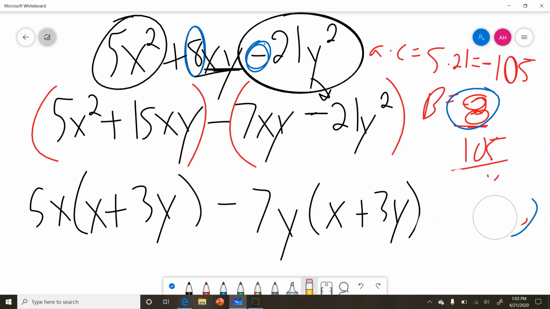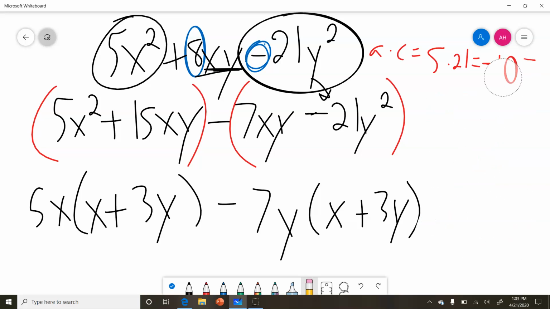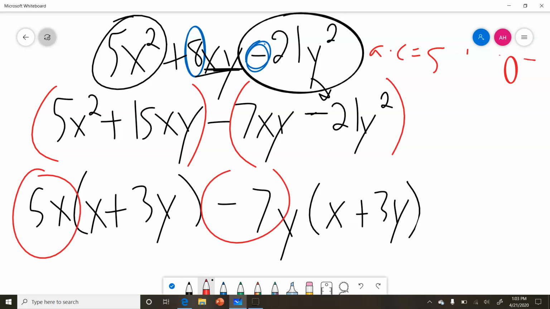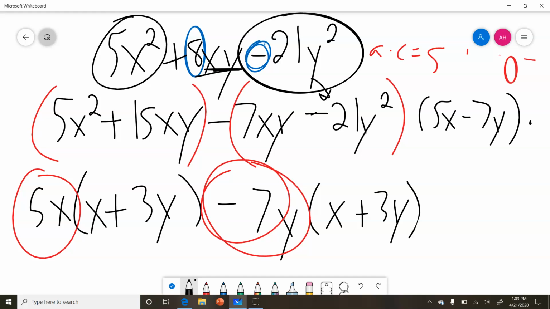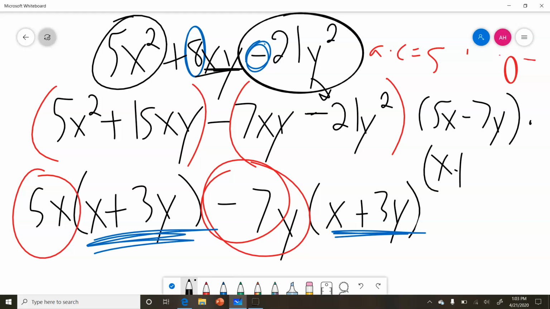Now, at that stage, I'm not quite done yet. I have to rewrite the answer now. The way I write this answer is I take 5x minus 7y times what's left here, which is x plus 3y. And there is my answer: 5x minus 7y times x plus 3y.